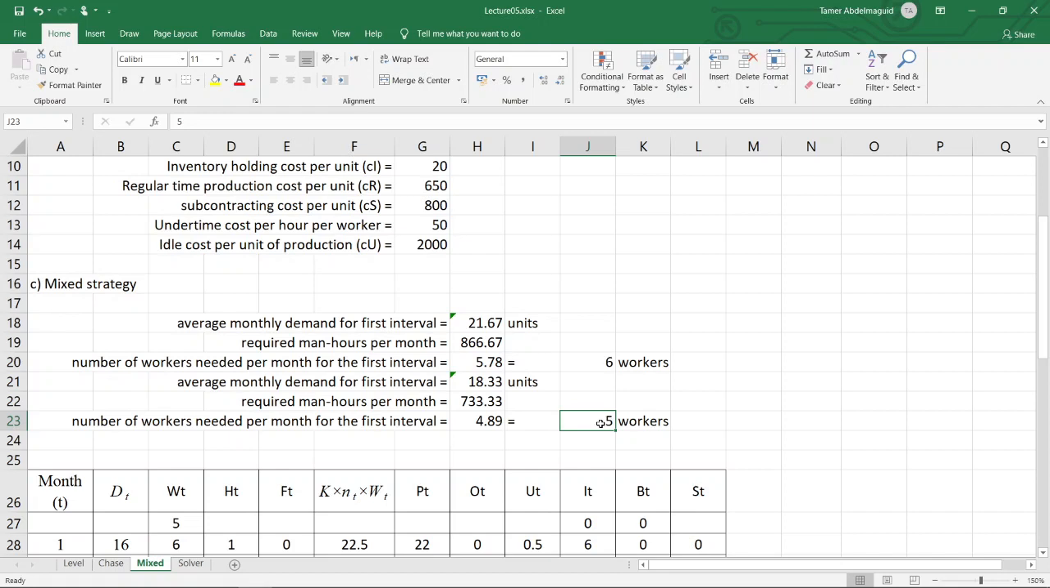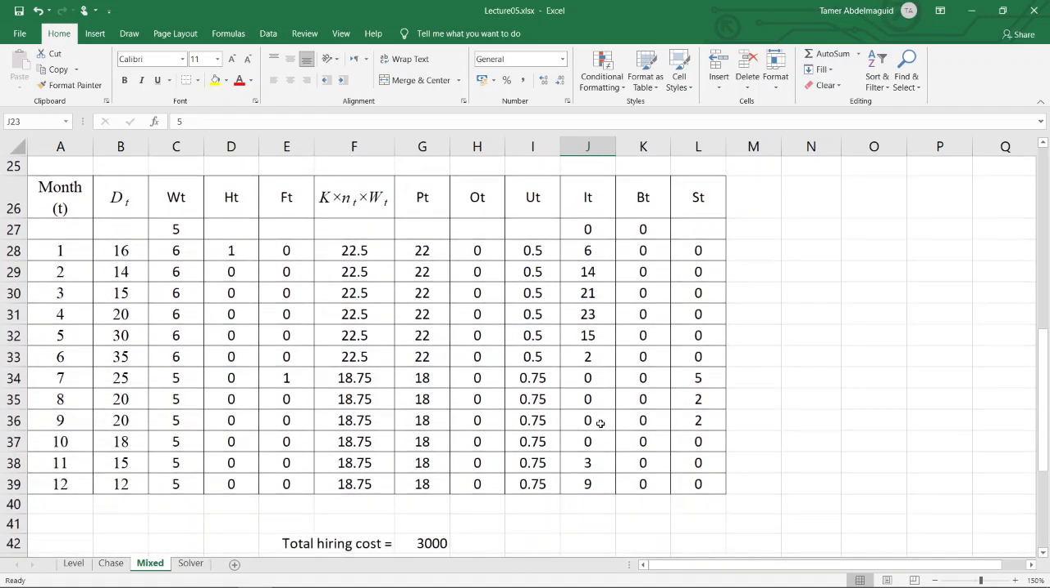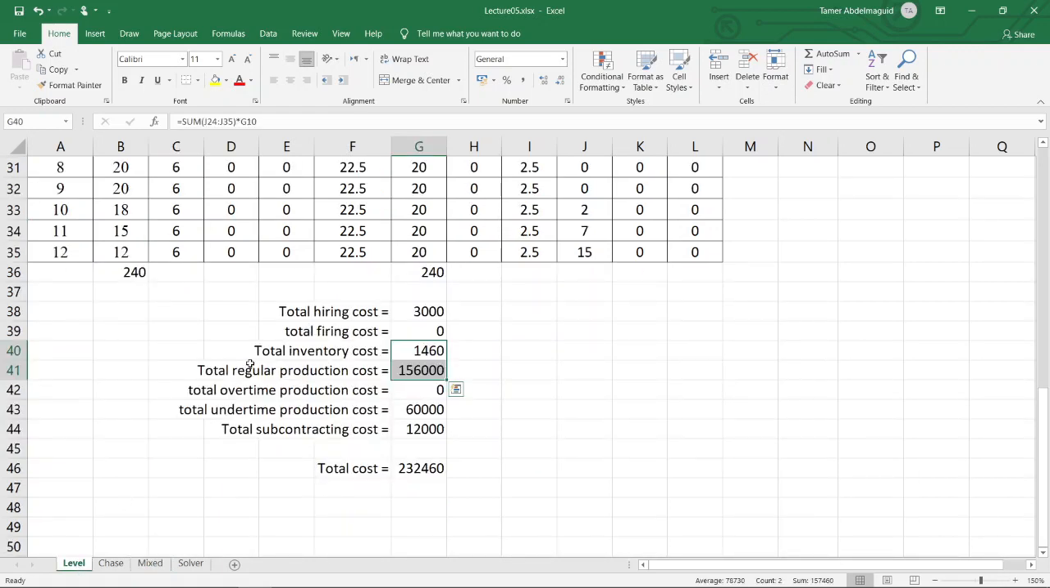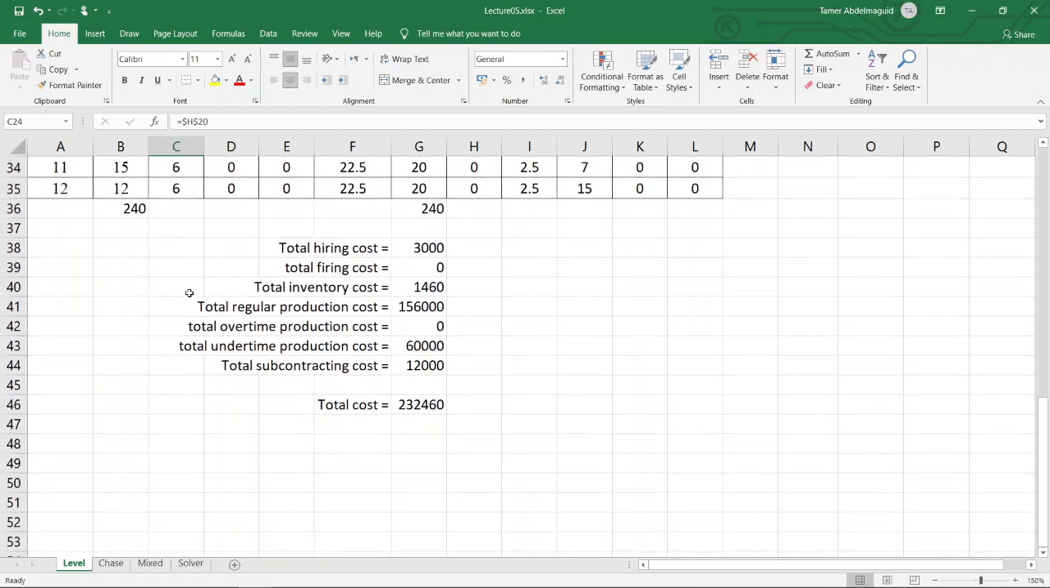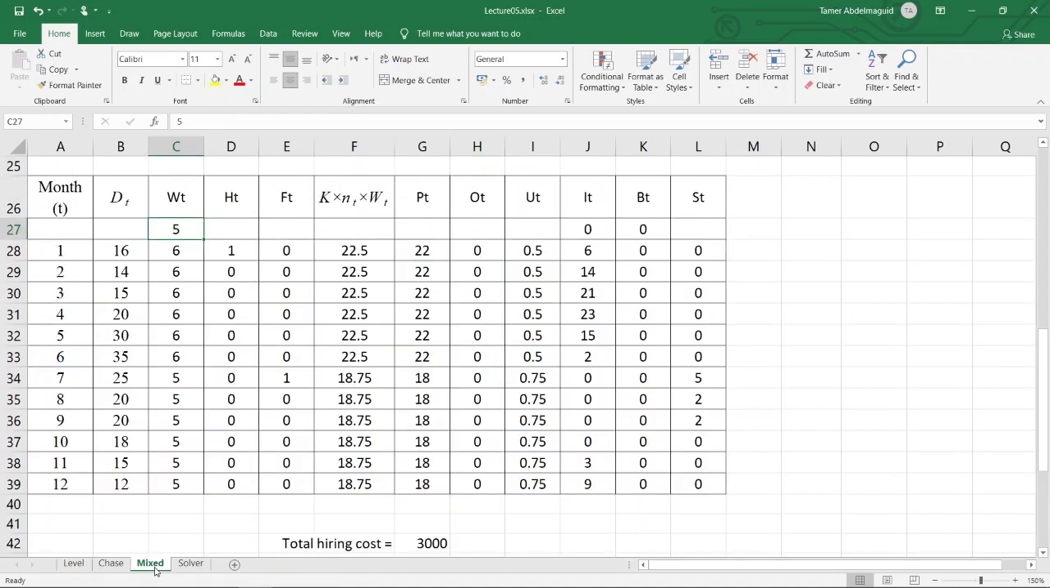Right? Now, based on these ideas, if you compare the values of the WT variables with the level strategy, let us go back here. When we calculated the number of workers for the level strategy, we found it should be 6 throughout the 12 months. That's what we did here. But in the mixed strategy, you can have some changes. I will keep it 6 in the first 6 months, and then in the next 6 months, I will have 5 workers only. Now this will have an effect, of course, on the number of hired and fired workers.